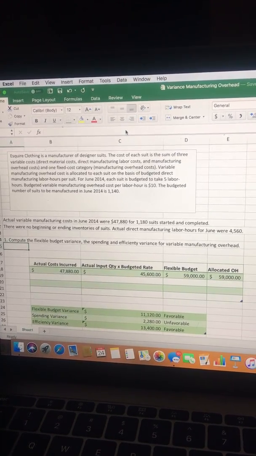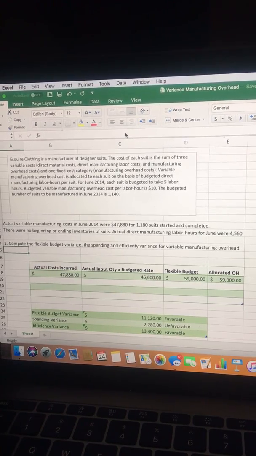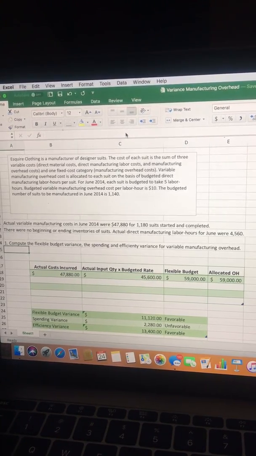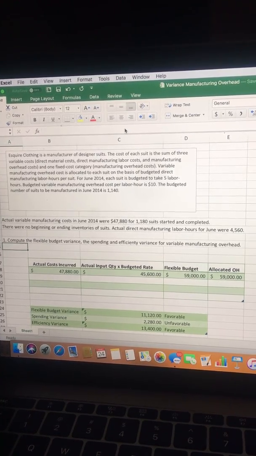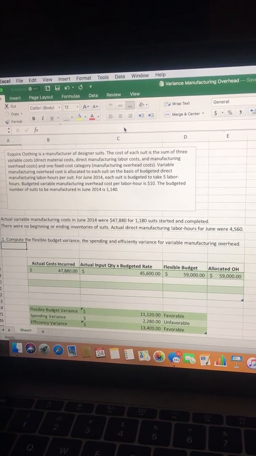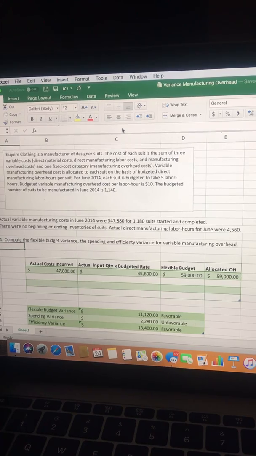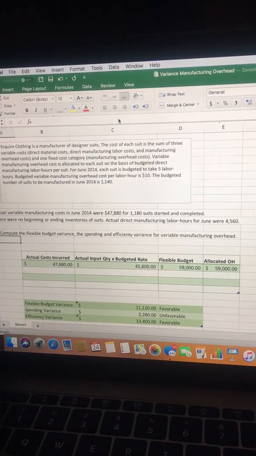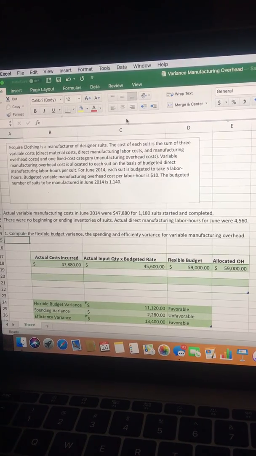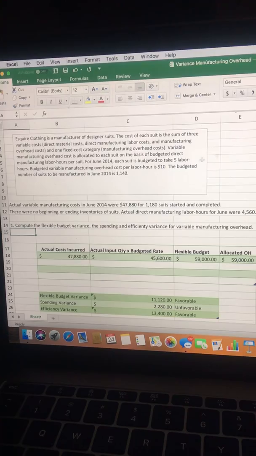Now, some more data given in the problem. Our actual variable manufacturing costs in June 2014 were 47,880 for 1,180 suits started and completed. We know that there were no beginning or ending inventories of suits, and actual direct manufacturing labor hours for June were 4,560. We are asked to compute the flexible budgeted variance, the spending and efficiency variance for variable manufacturing overhead.